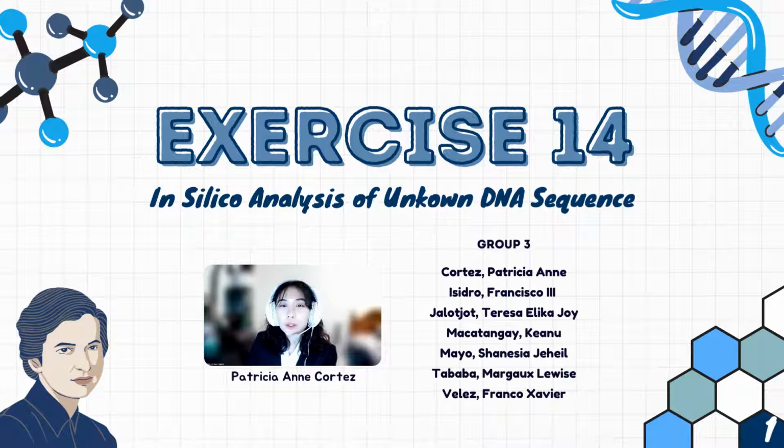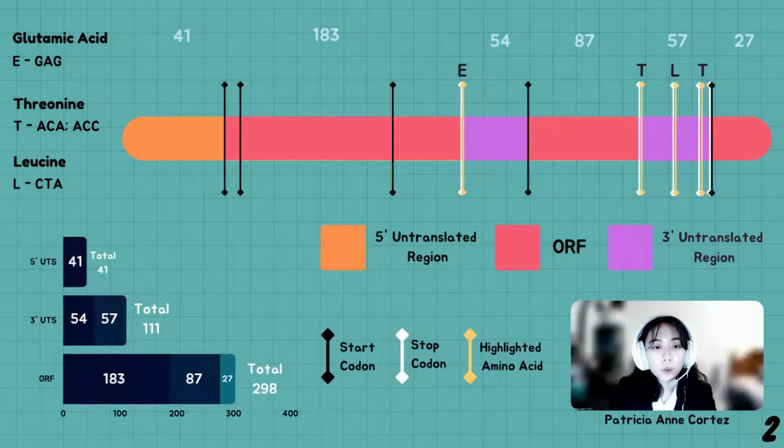Good morning, everyone. We are Group 3, and Franco and I will be discussing Exercise 14, which is an in silico analysis of our unknown DNA sequence. As you can see here in slide 2, here is the diagram of the summary of our unknown DNA sequence. So the specific regions of the sequence are represented with their assigned colors.